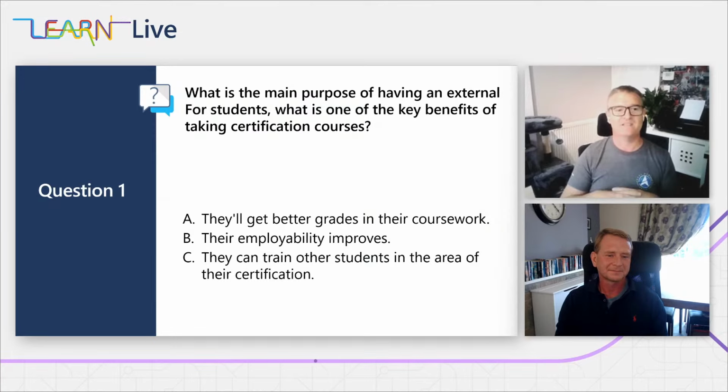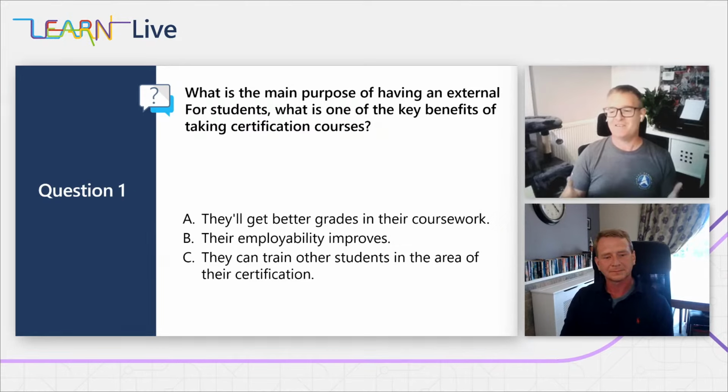Number one, they get better grades in their coursework. Number two, their employability improves. Or they'll get better grades in their coursework. B, employability improves. And C, they can train other students in their area of certification. So Derek, which one do you think is correct?